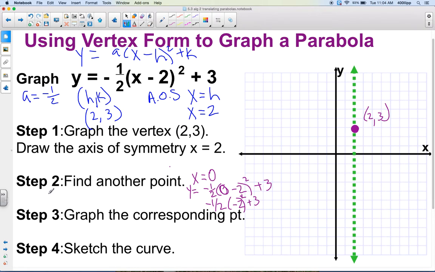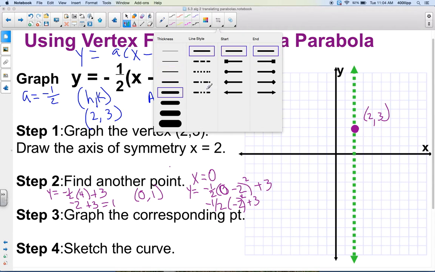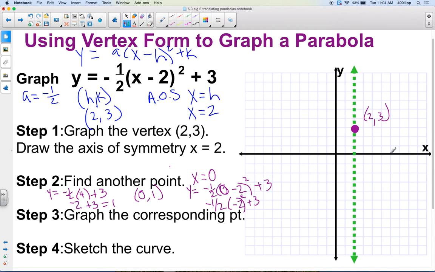Sorry, it's so messy. Okay, so simplifying that, I have -1/2 times (-2) squared, which is 4, plus 3. 4 over -2 is -2, plus 3, which is 1. So we get the point (0, 1). So I'm going to go ahead and plot that. (0, 1), here it is right here.